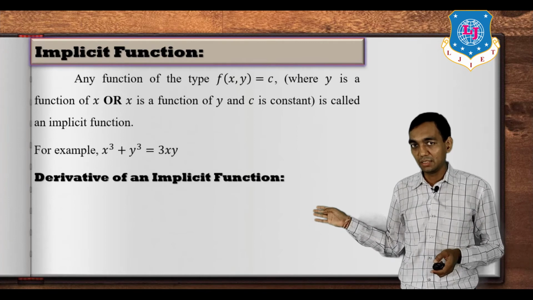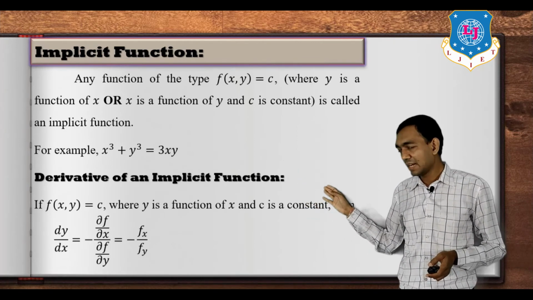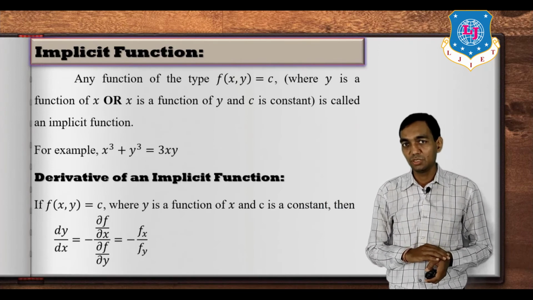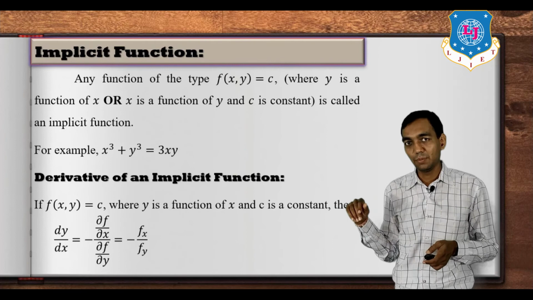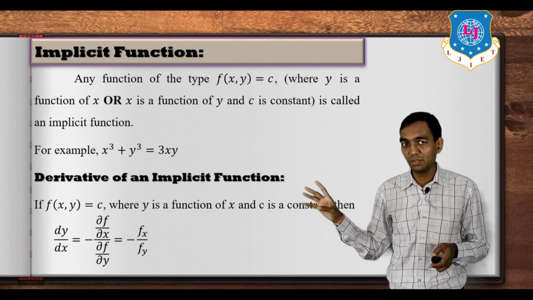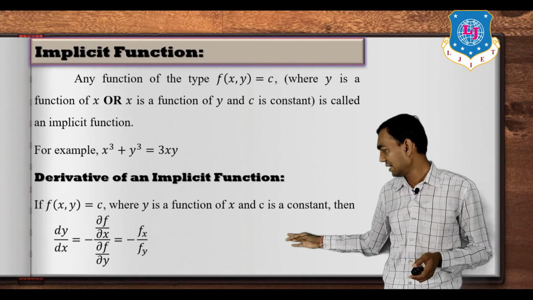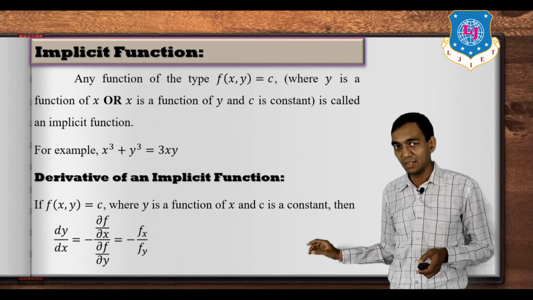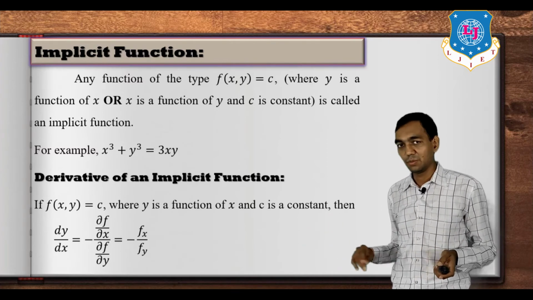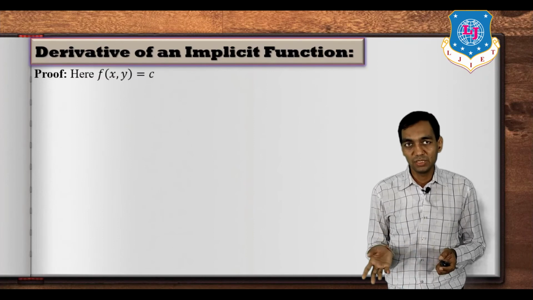So if you are finding the derivative of an implicit function, then if f of x comma y is equal to constant is an implicit function and we are considering that y is a function of x with the first order partial derivative not equal to 0, then in that case dy by dx is equal to minus del f by del x divided by del f by del y, that is equal to minus fx upon fy. And the proof is very simple.